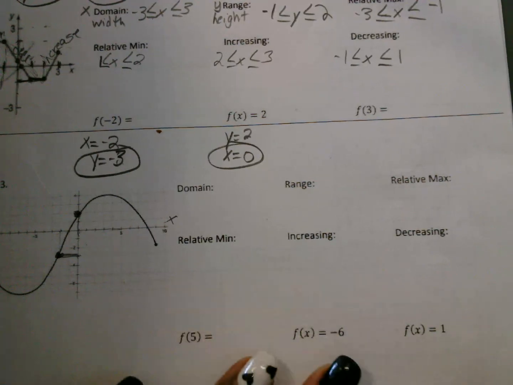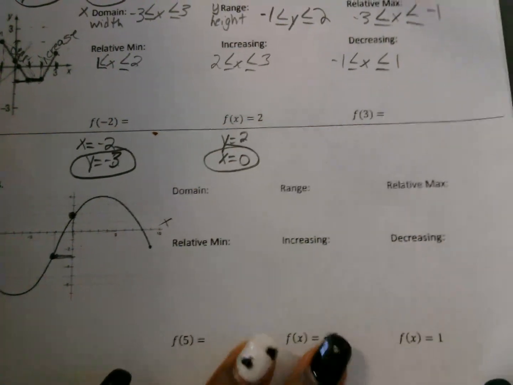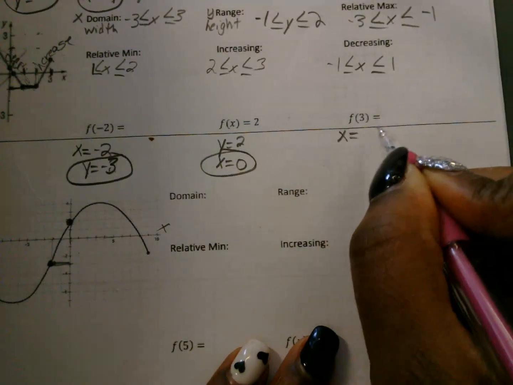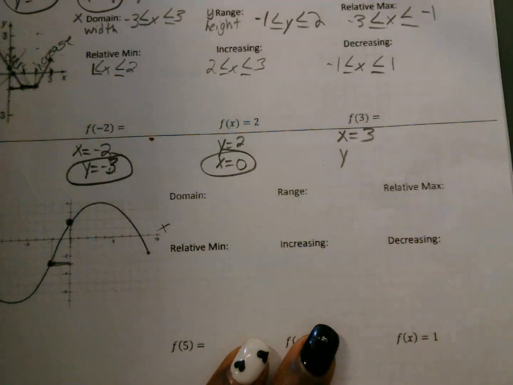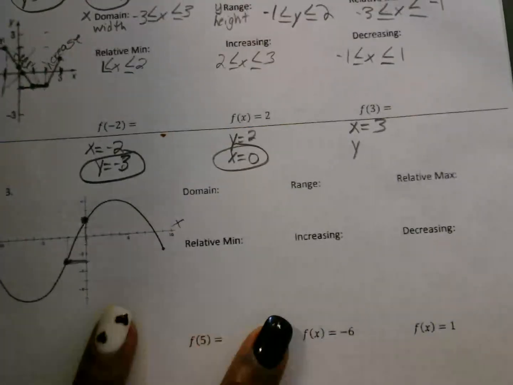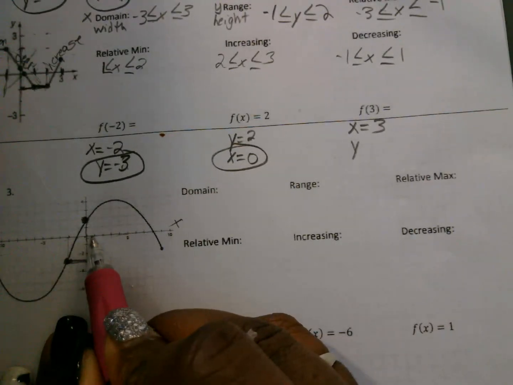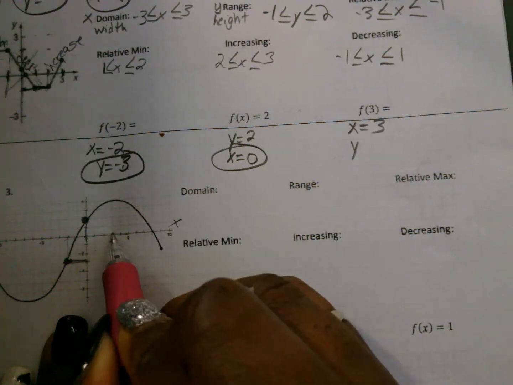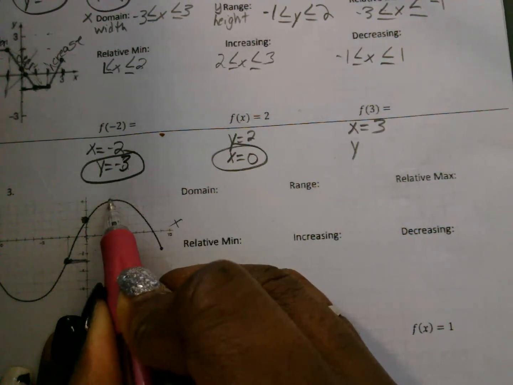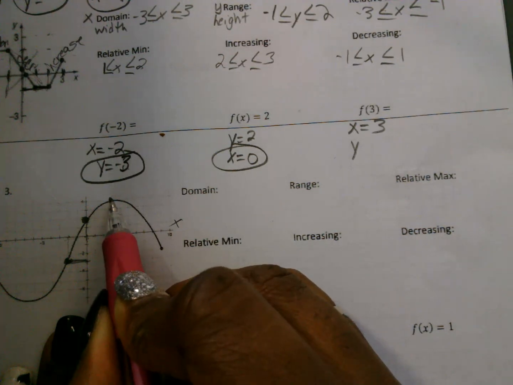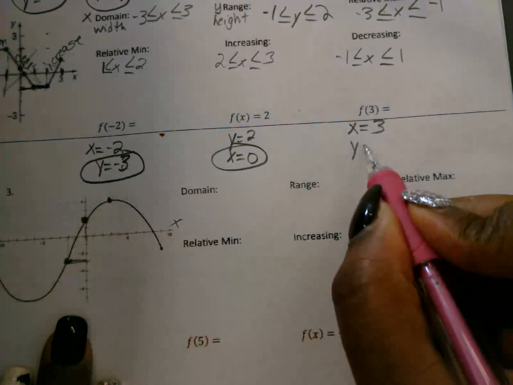Okay. So which one did they give you? Did they give you x or did they give you y? What's the x equal to? So that means you need to figure out what y is. So let's find 3 on the x-axis. Okay, so 3 on the x-axis, this is 0, 1, 2, 3 is right here. Let's go to the line. Right here. So what is going to be my y value? It's 4. Good job.